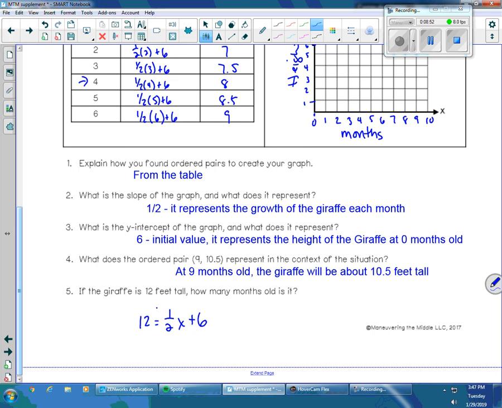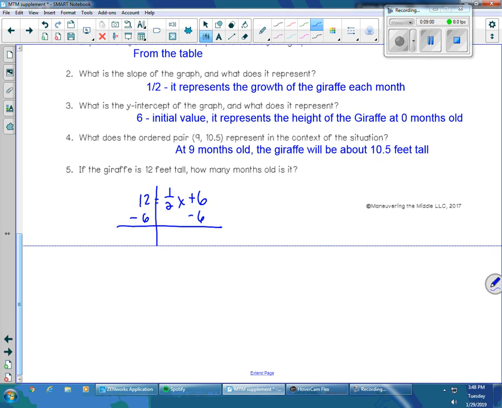So I'm going to try to solve for x here. I need to get the x all by itself, so I'm going to subtract 6 from both sides of the equation. So 1/2 x equals 6. Now I'm going to divide by a half, which is the same thing as multiplying by 2. So x is going to equal 12. So when he's 12 feet tall, he's going to be 12 months old.